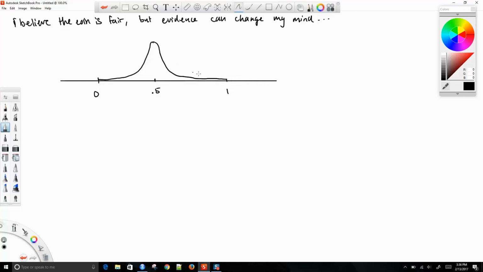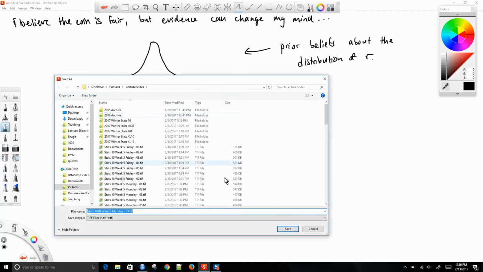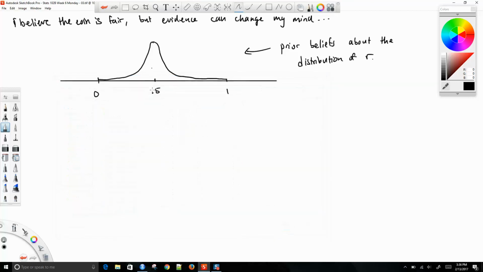It is possible that the coin is something other than 0.5. This represents our prior beliefs about the distribution of R, R being the probability that the coin lands heads. We think there's a pretty good chance that R is 0.5, and we go with that.